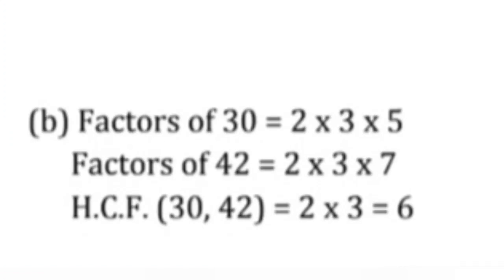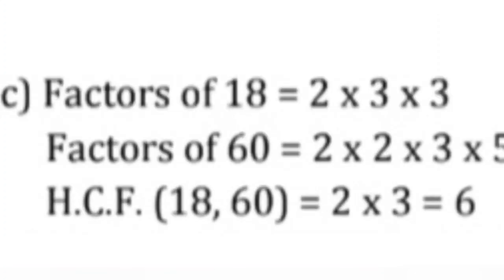See the second one, 30 and 42. So again write the factors of 30. It is 2 into 3 into 5. This is 30. Same as write the factors of 42. So the factors are 2 into 3 into 7. Now let's see here the common factors. What is common? Yes, the 2 is common and one time 3 is common in both the numbers. So what is the answer? 2 into 3, answer is 6.